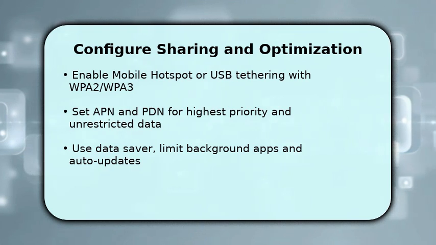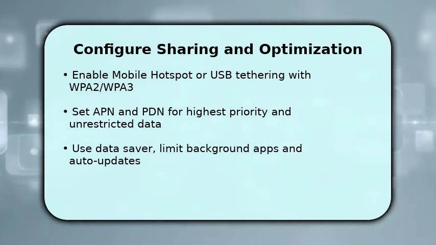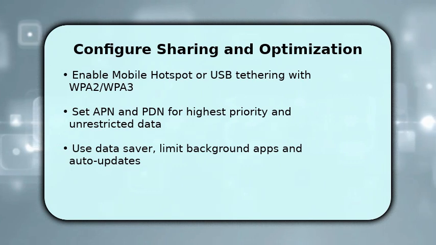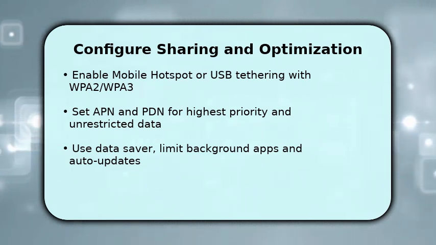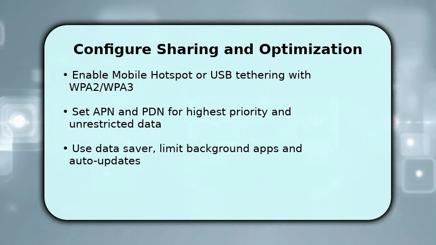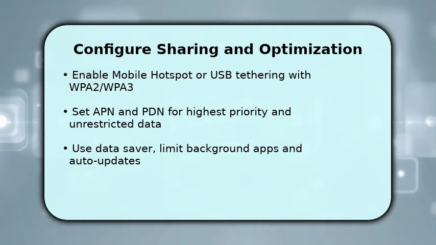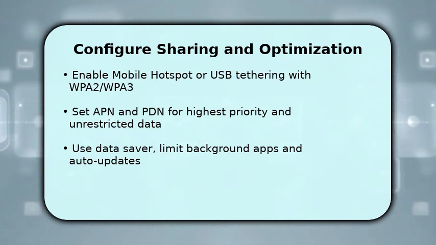After that, turn on Data Saver and restrict background, app refresh, and auto updates to preserve throughput for active tasks. Once done, test speed with a single device so you can see real 5G performance before adding more clients.